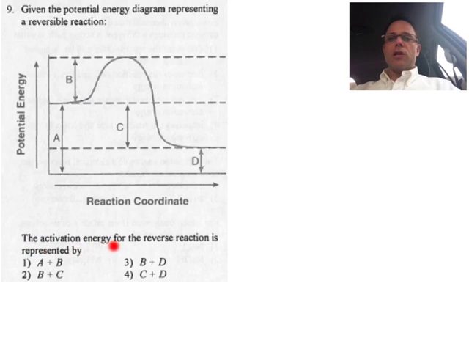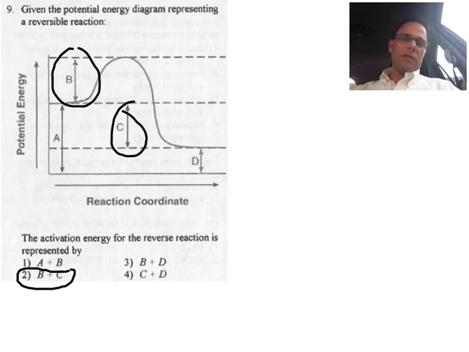The activation energy for the reverse reaction is represented by, well, here's the amount of energy for the products. And for the products to reverse back to the reactants, it must increase its energy this much. Which line represents that? Well, there is no actual one line, so it would have to be the combination of line C plus line B. What do we got here? We said C plus B. It says B plus C. Same deal.